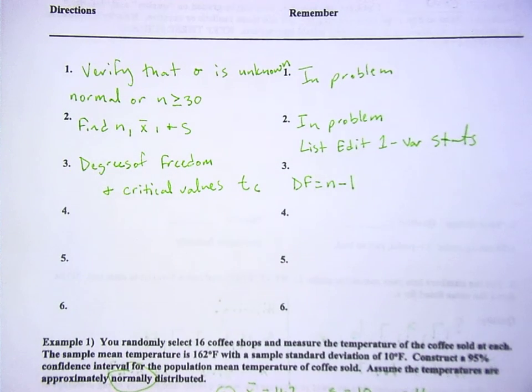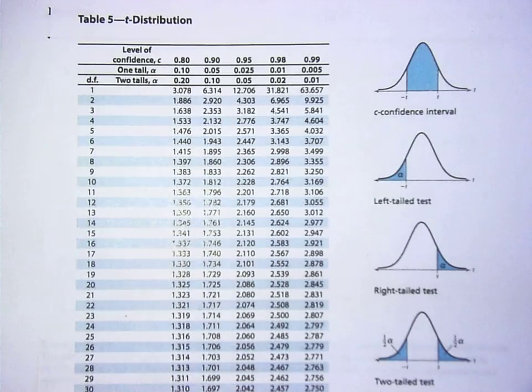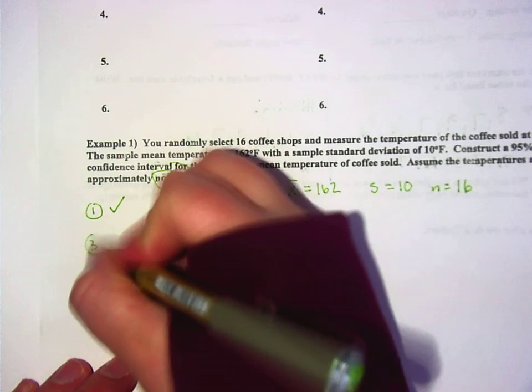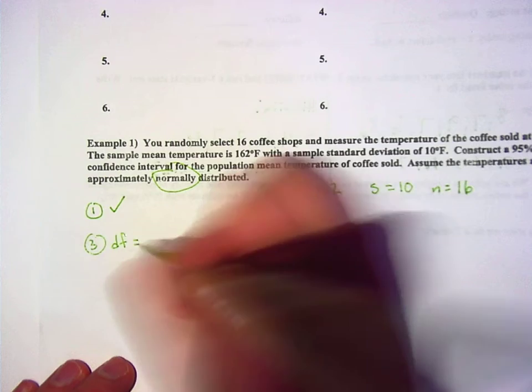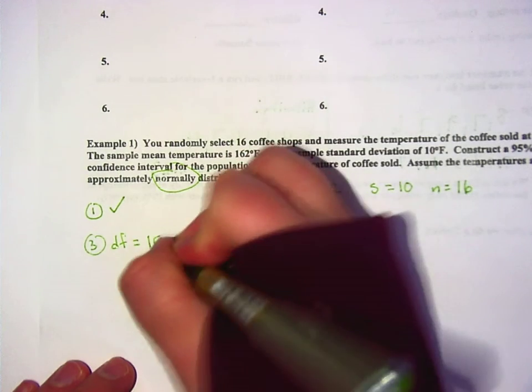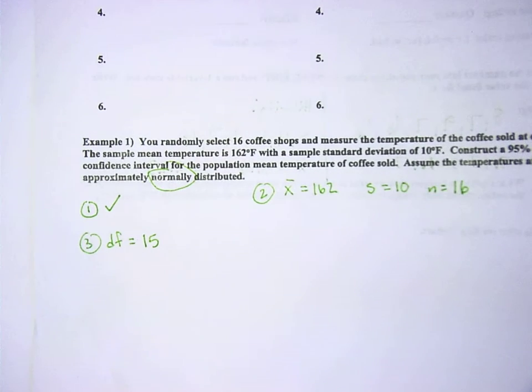Now the nice thing about a T-chart is it actually just tells you exactly what you need to know. So everybody look at the T distribution that I gave you. The degree of freedom is N minus 1. So what is the degree of freedom for this problem? What'd you say? 15, because N is 16. And then we need to find out T sub C.